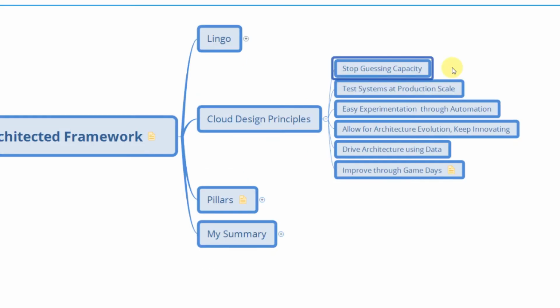Now let's look at design principles on the cloud. Stop guessing capacity. In the traditional IT scenario, resources were procured in advance with some amount of fuzzy planning. In the cloud, you can get resources at any time. You can get them instantly, and these resources come from a nearly infinite pool of resources.